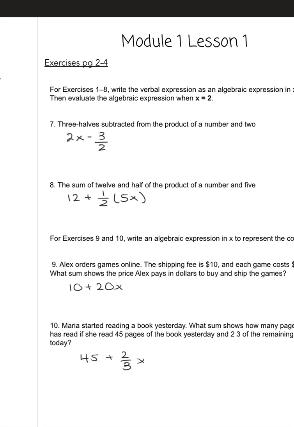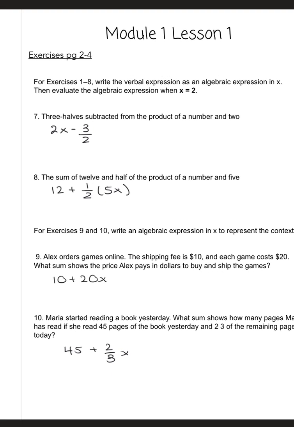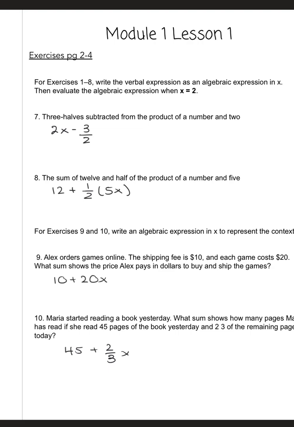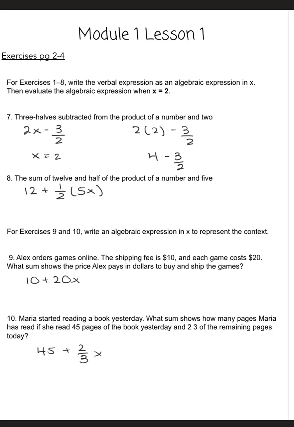All right. Taking a look at numbers 7 and 8, when x is equal to 2. So we have 2 times 2 minus 3 over 2. So we have 4 minus 3 over 2. All right, so here, remember, anytime that we are adding or subtracting fractions, they have to have common denominators.